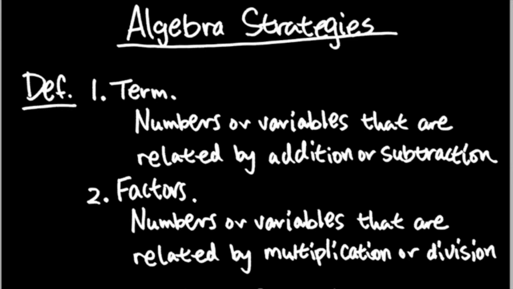So here's just some strategies so you can apply when you work with them. The first thing that you need to understand is the difference between terms and factors. Terms are simply numbers or variables that are related by addition or subtraction. And factors are the same thing but with multiplication or division.